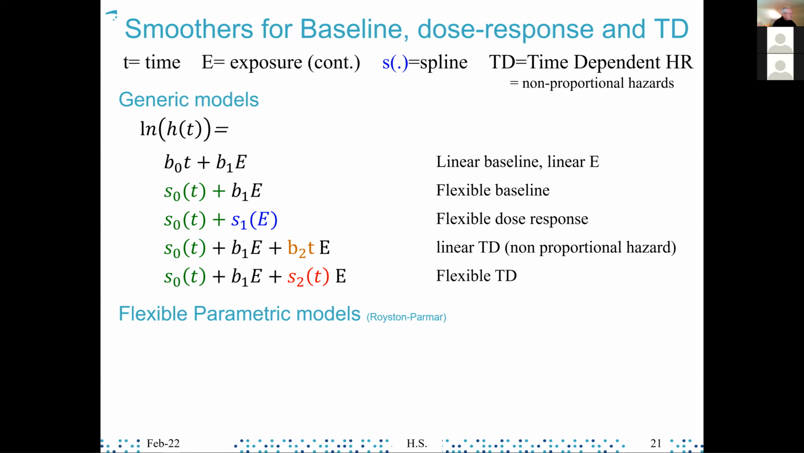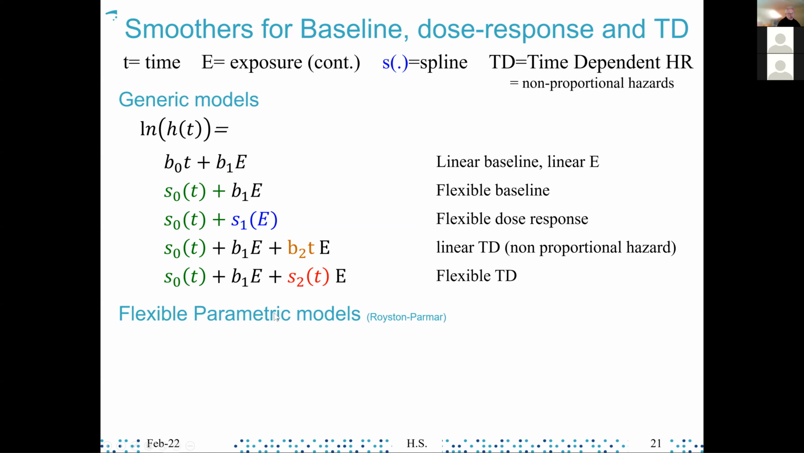So splines are used for modeling the baseline hazard. They are used for modeling the dose response. And they are used for modeling changes in the effect of exposure over time, which leads to a flexible time-dependent effect. Not sure if this was helpful for you, but it helps us think around this.